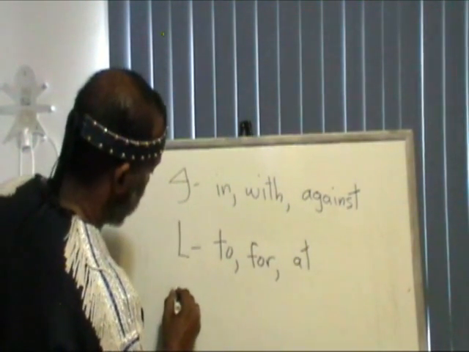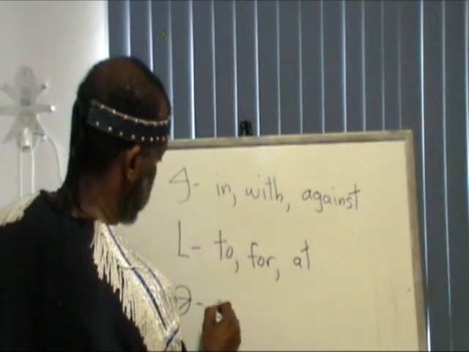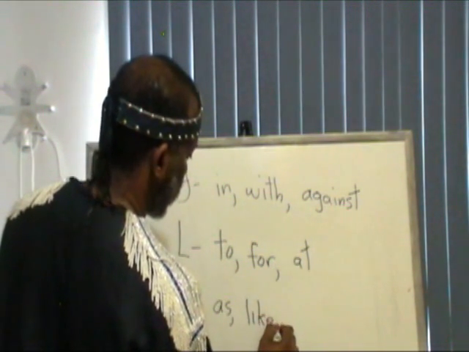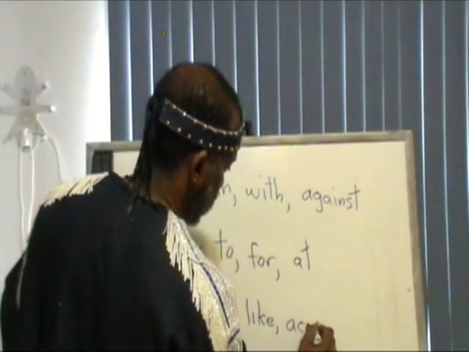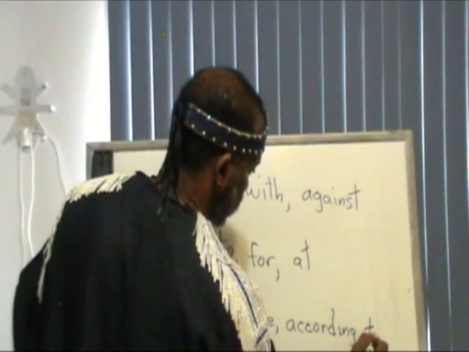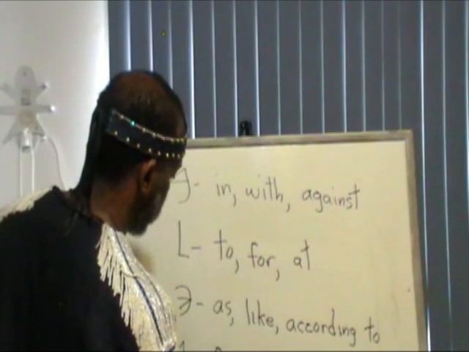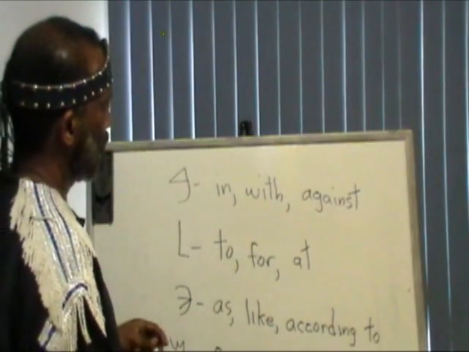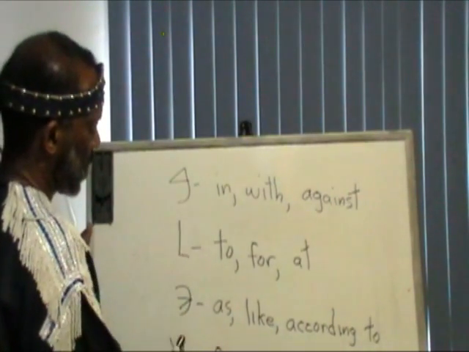Next one we had was ka. Ka was as, like, and according to. And the last one was ma, which was from. You all remember these here? That was from last week, or 2 weeks ago. Ba, la, ka, and ma.